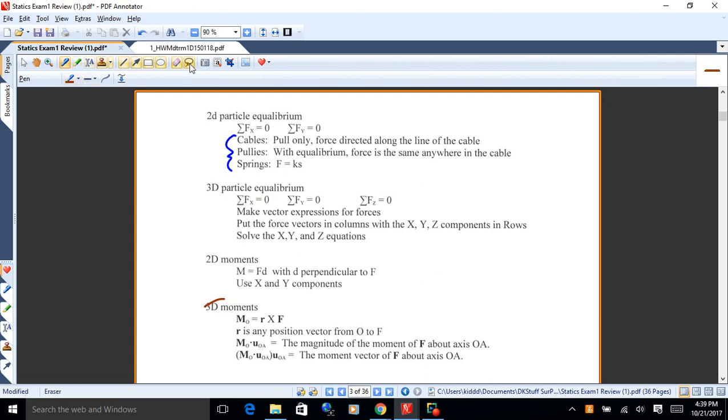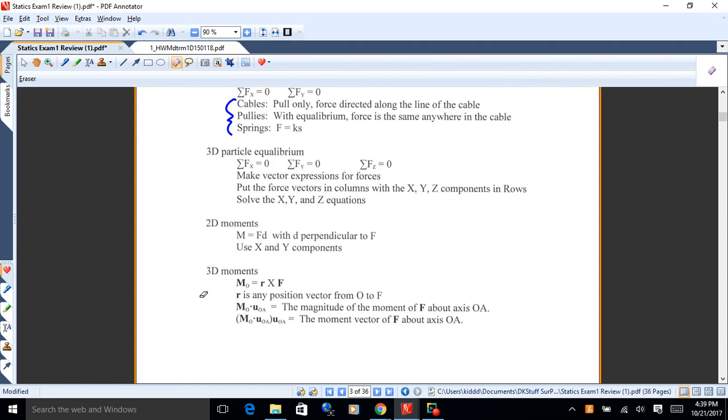All right, so those are 3 things that will for sure be on this test: using position vectors to get a force vector, using a dot product to find a projection, and using a cross product to find a 3D moment.